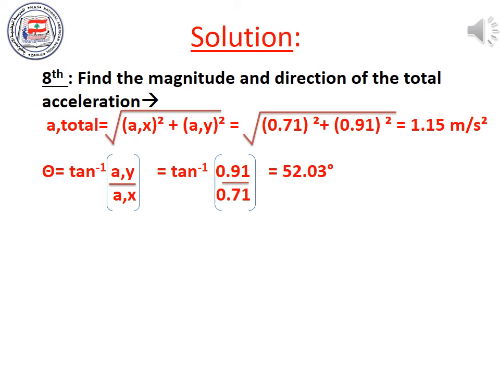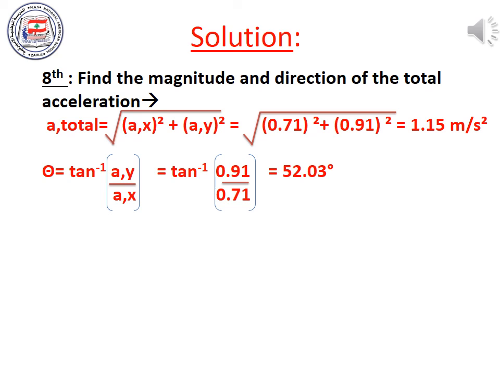Now in the final step, step number 8, we find the magnitude and the direction of the total acceleration. We also took these equations in section 1 in order to find the magnitude and the direction of a vector. So we use the same equations. To find the magnitude, we do radical x component squared plus y component squared, as you can see in front of you, and the answer here is 1.15 meters per second squared.